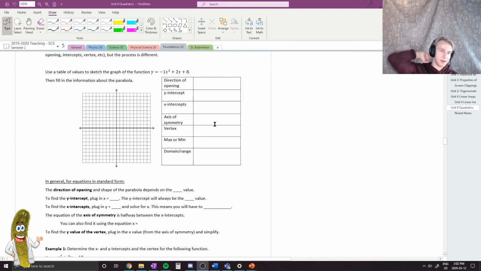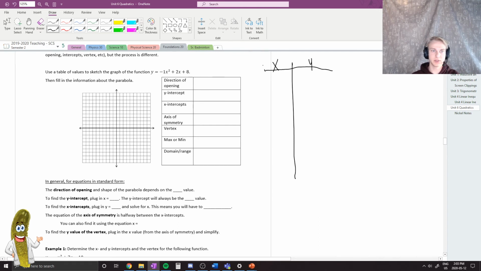And so we're going to use a table of values here to sketch out the graph of the following function in this first step. And then we're going to talk about how the manner in which we're calculating the x-intercepts and so on and so forth, or the vertexes, is different. So we were told that we want to calculate out a table of values.